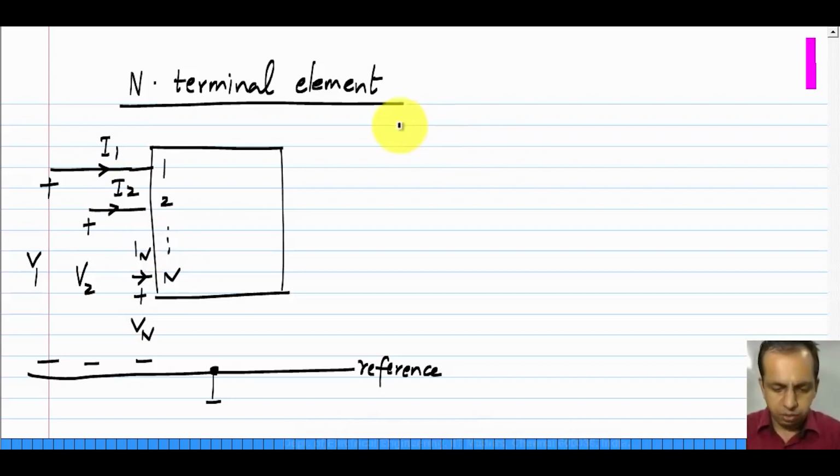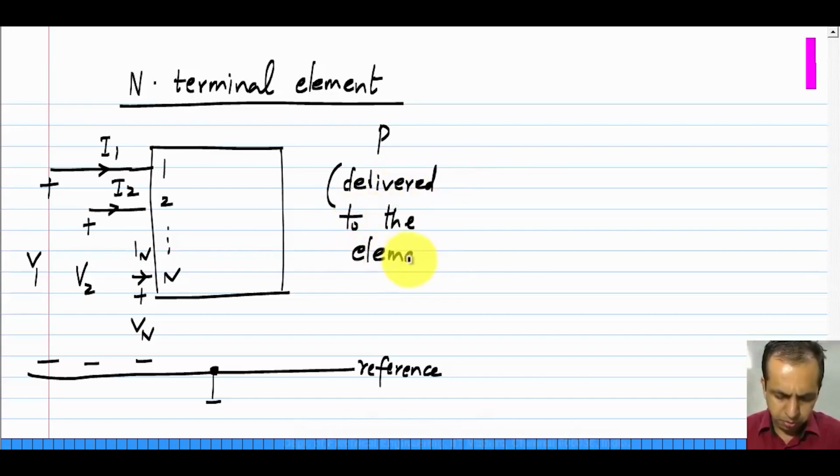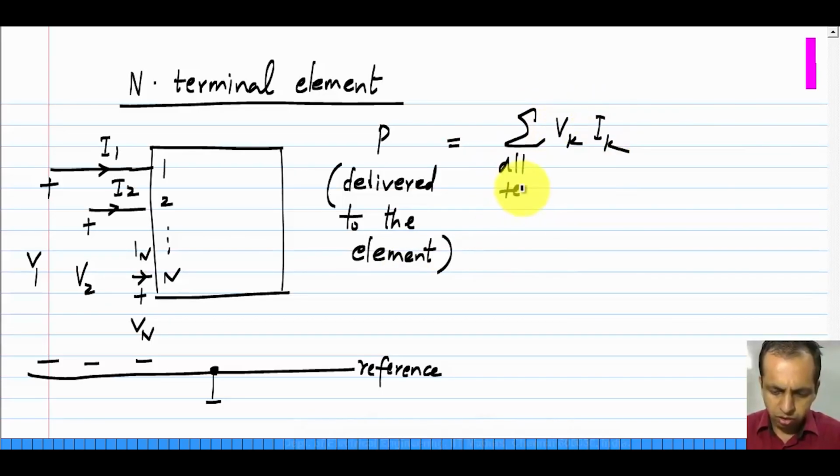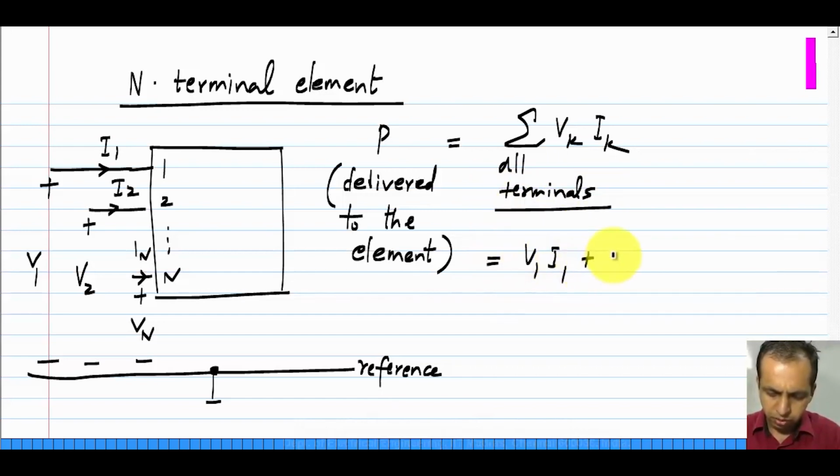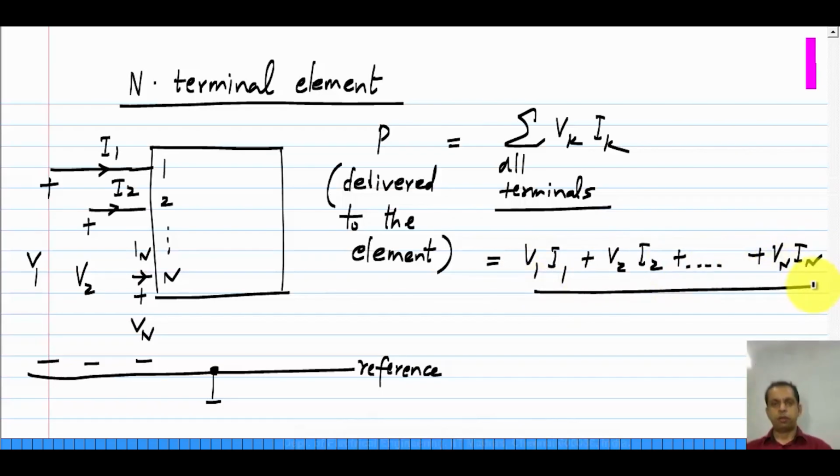Now, the power delivered to the element is defined to be the sum of V k I k over all terminals, which is basically V 1 I 1 plus V 2 I 2 plus V n I n.